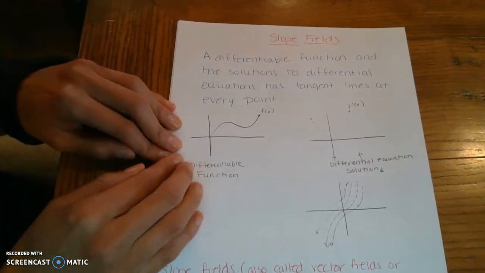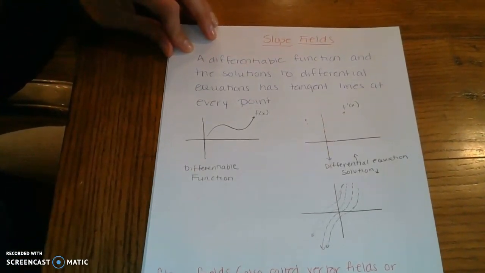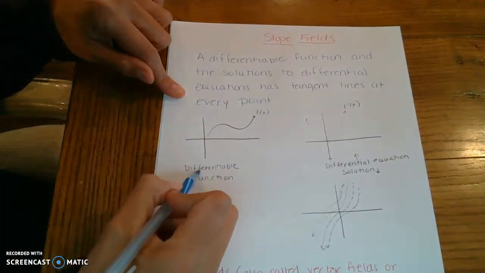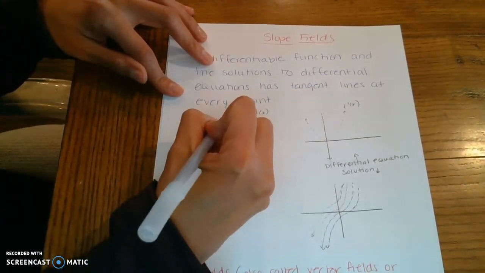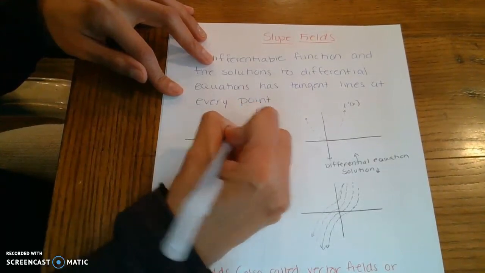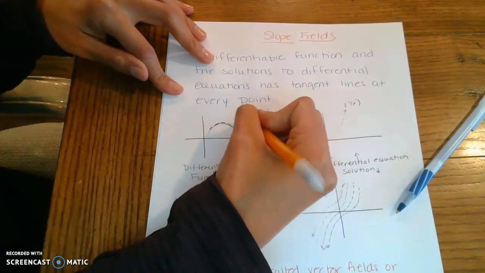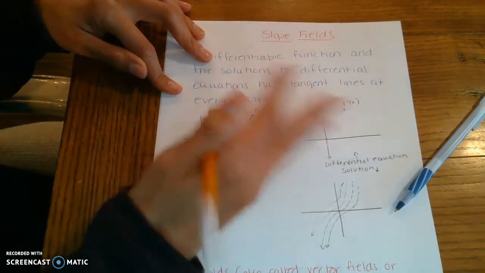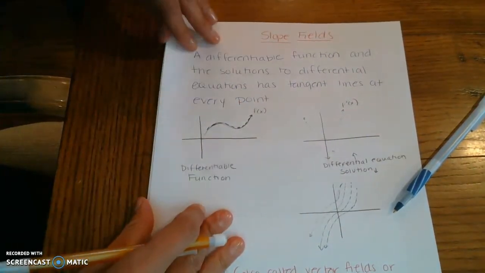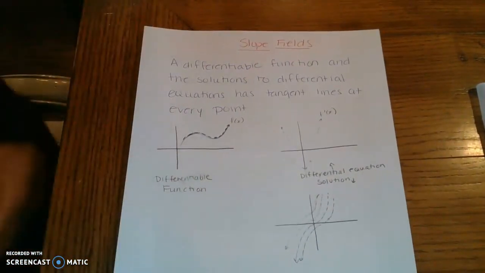So if you see here, I say that slope field is based on the idea that a differentiable function and the solutions to differential equations have tangent lines at every point. So in my first drawing, this is a differentiable function. I'm able to take the derivative. This is f of x. So I can just create these tangent lines along this curve. And when I create those tangent lines, if I was to erase this curve, I would just have these tangent lines not hugging anything. And that's what a slope field looks like. It's going to look something like that. All right, and that's created by just going along the curve and creating tangent lines.